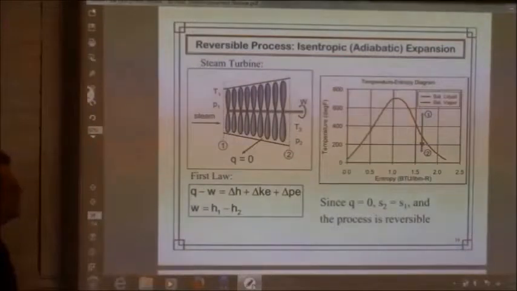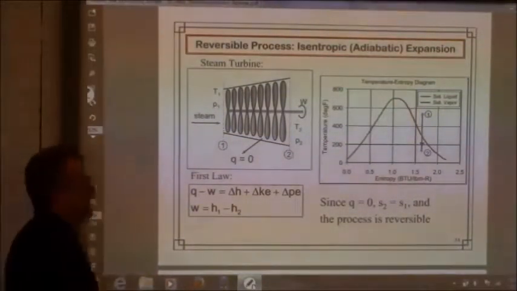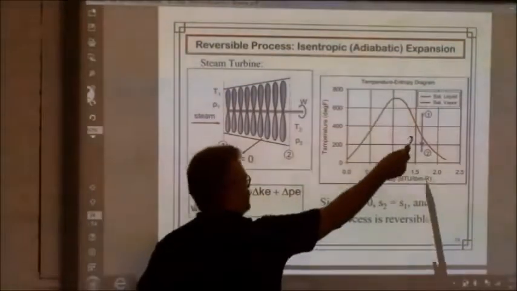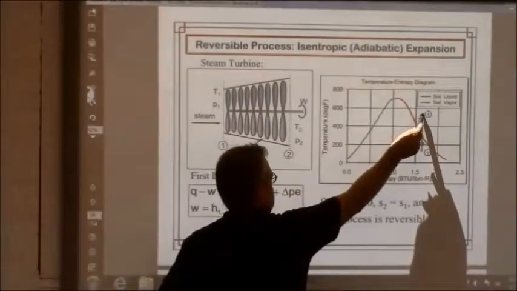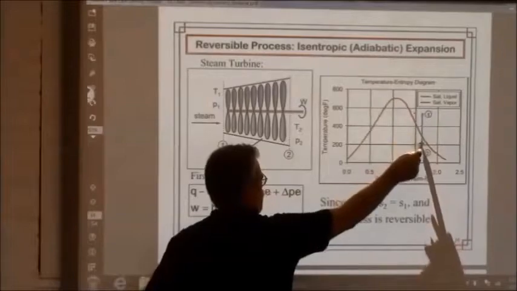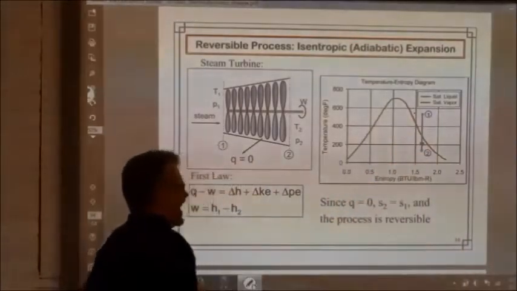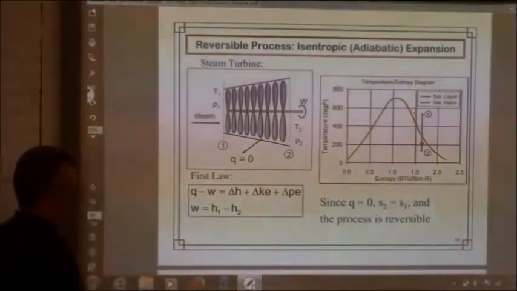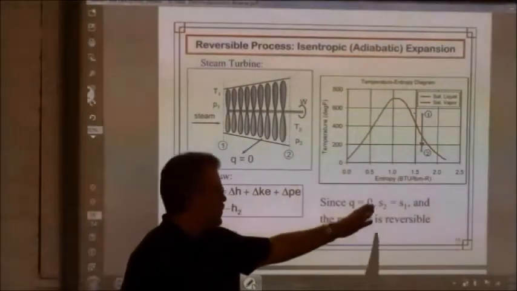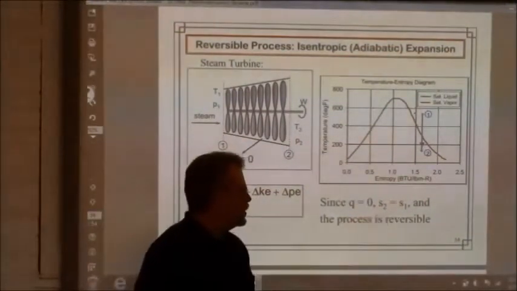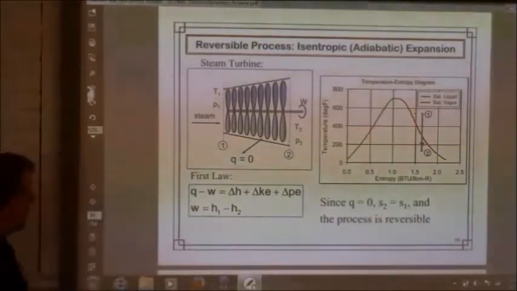This is an example of a reversible process. What we have here is an isentropic expansion, which means constant entropy. So we're starting with the superheated steam, and we're coming down here to a saturated mixture. But you'll notice since S2 is equal to S1, this process is reversible.